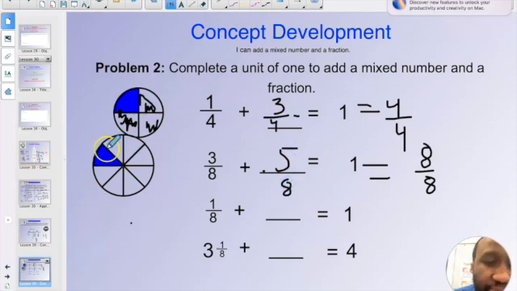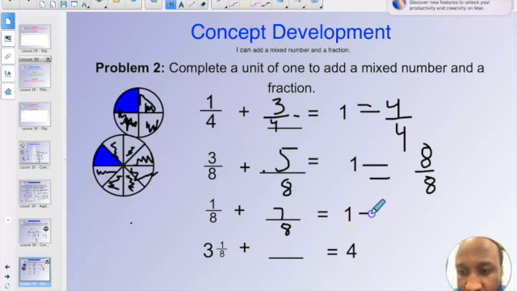Looking at 1/8, I already have a picture over here to show that I have 1/8. So I'm going to shade it in black till I get a whole. So this is 1/8, 2/8, 3/8, 4/8, 5/8, 6/8, 7/8. So my answer should be 7/8, because 8/8 make 1 whole, and 7/8 plus 1/8 equals 8/8.